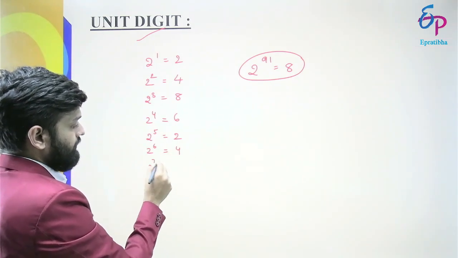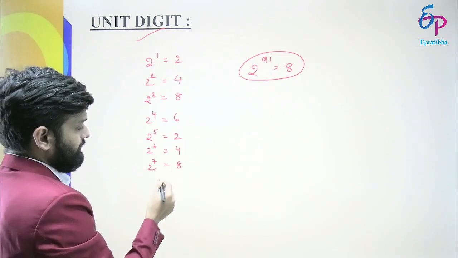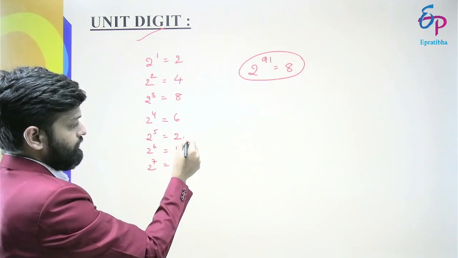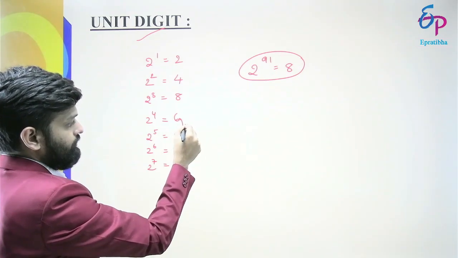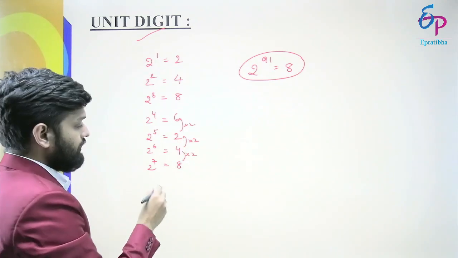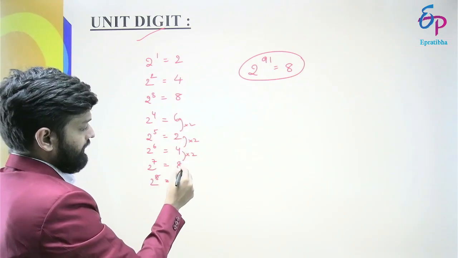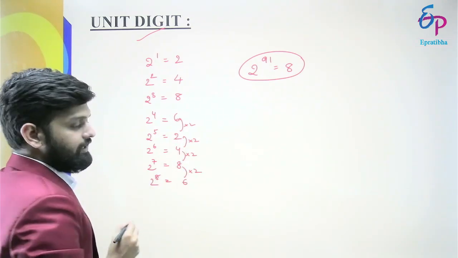2 power 6, again 2 into 2, it is 4. 2 power 7, it is 4 2s, it is 8. If you multiply 4 into 2, it is 8. 2 into 2, it is 4. 6 into 2 is 12, right? 12 means it is 2. Now 2 power 8, 8 2s are 16. You will get it as 6.